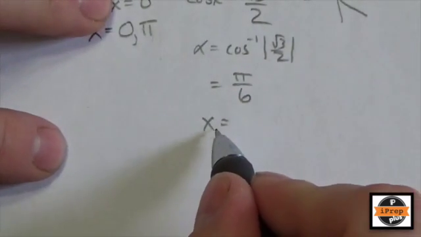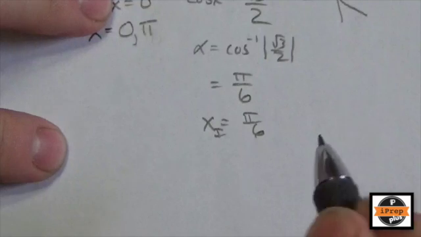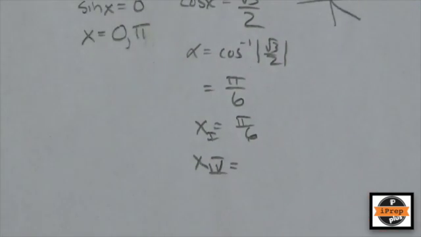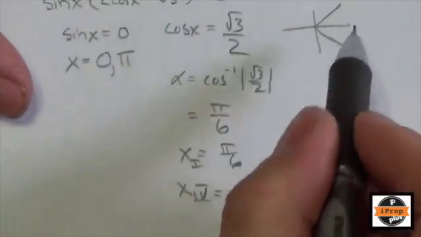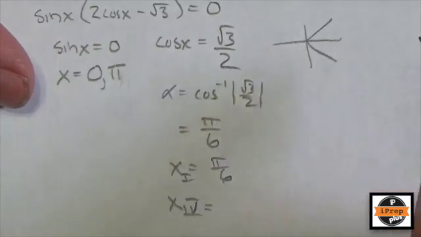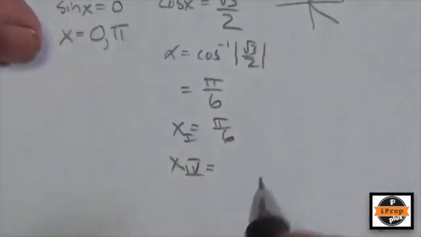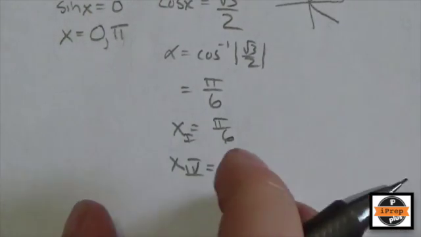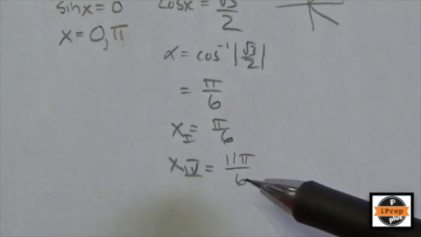And so that's going to be in the first quadrant, pi over 6. That's the easy one. And in the fourth quadrant, when you come all the way around the full circle, that's 12 pi over 6s, but we're short one in the fourth quadrant. So that leaves us with just 11 pi over 6s. So here are our answers: 0, pi, pi over 6, and 11 pi over 6.